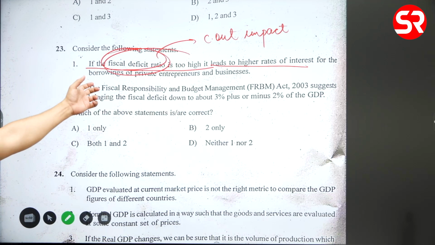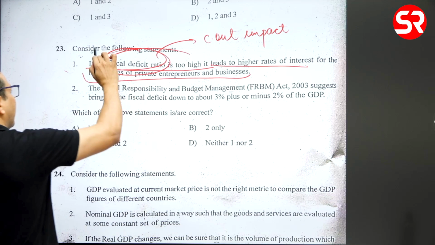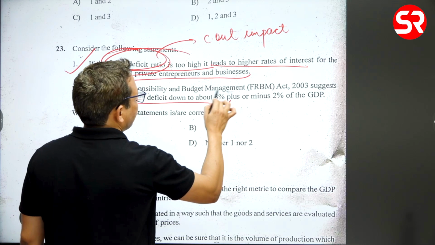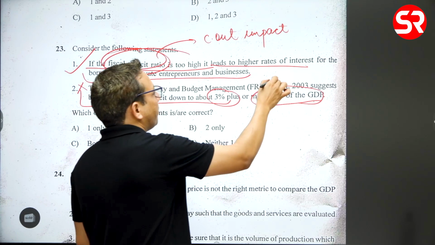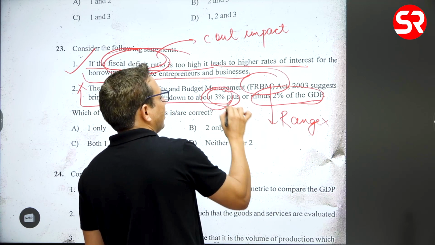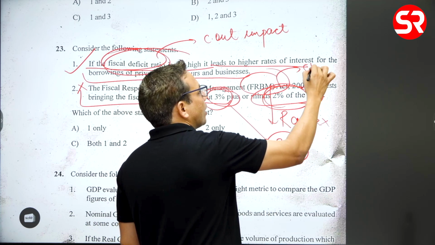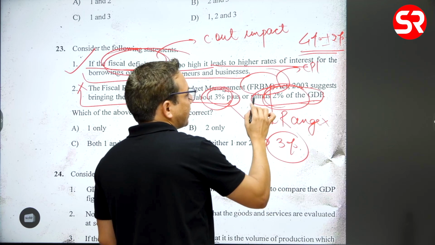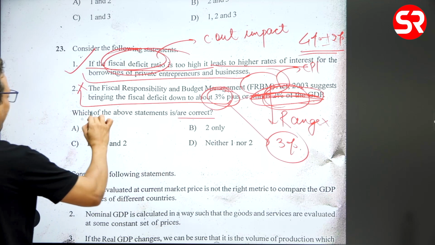All right. So if the fiscal deficit ratio is too high, it leads to a higher rate of interest for borrowings of private entrepreneurs and businesses. This statement is correct. FRBM Act 2003 suggests bringing the fiscal deficit down to about 3% plus or minus 2% of GDP. This statement is wrong. Why is it wrong? Because the FRBM Act never gave a range. It just gave a number: fiscal deficit should be brought to 3%. This plus or minus 2% has come from CPI, which should be kept at 4% plus or minus 2%, right? But this 2% is never in the picture for the FRBM Act. The second statement is wrong. We have to find out the correct statement. Answer is A only.